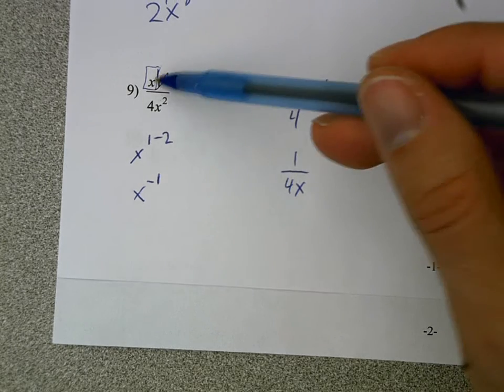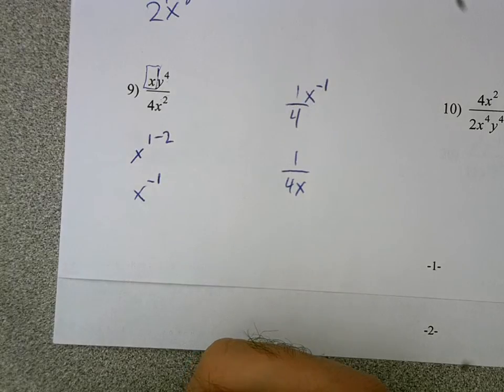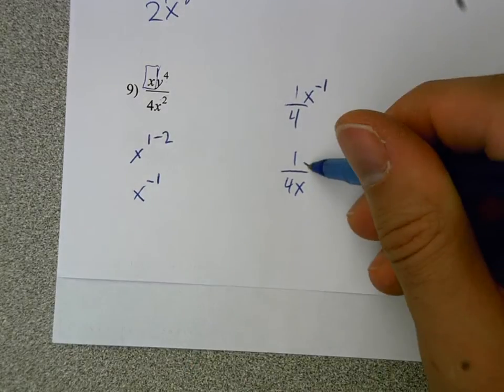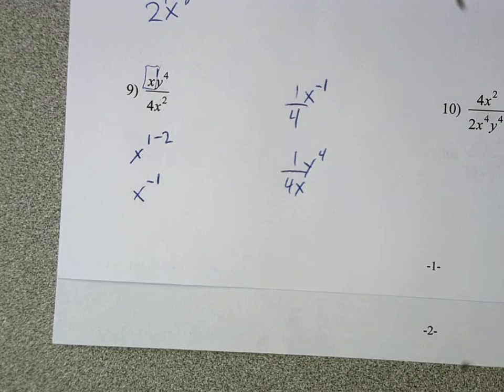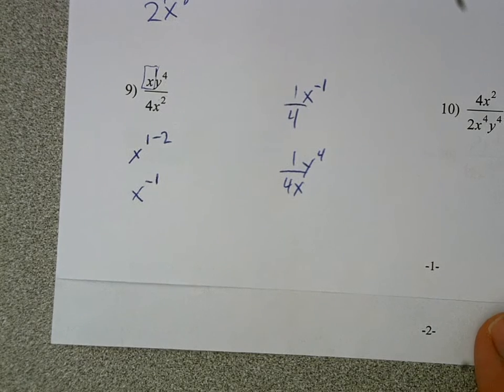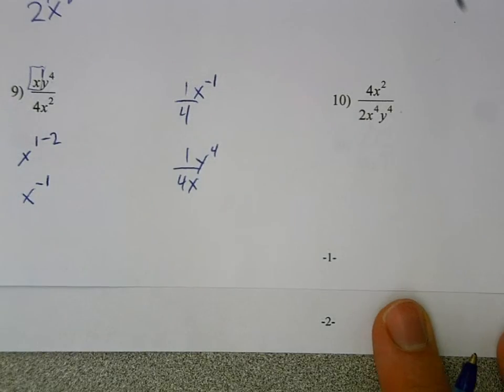What about right here, the y's? Are we good with there only being y to the 4th? There's no other y's anywhere? So they're just going to stay right where they were, y to the 4th power.